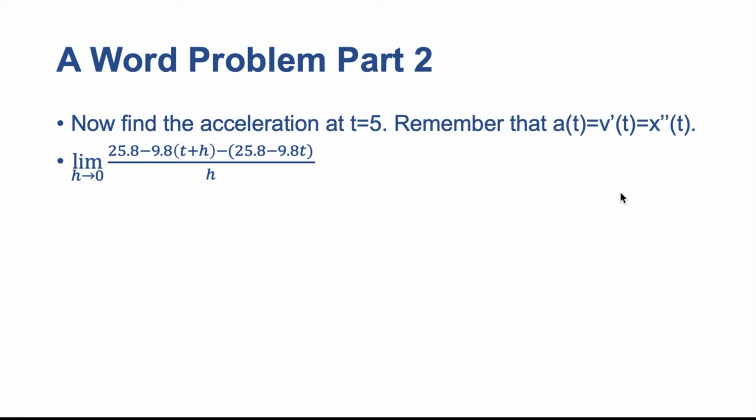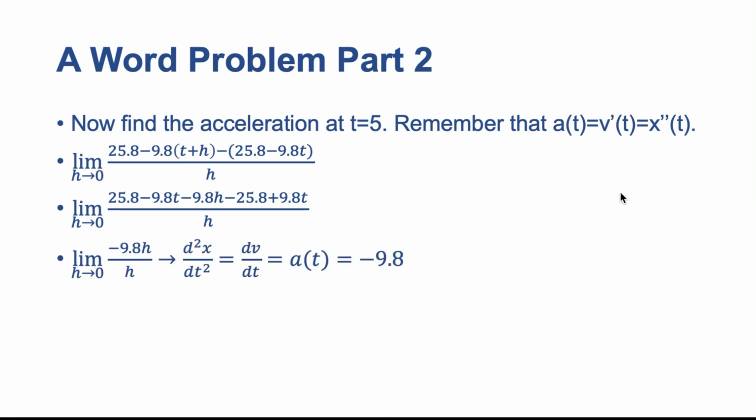We're going to do what we've always done. We're going to expand, and then consolidate and divide by h, and we will get d squared x over dt squared, or dv dt, or a of t, is equal to negative 9.8. Students of physics will recognize that as the acceleration due to gravity. And if we plug in a of 5, we will get negative 9.8 meters per second squared as our acceleration.